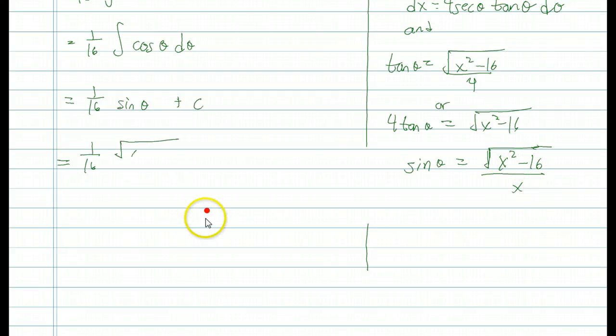So our antiderivative should be 1/16 times the square root of 16 minus x squared over x, plus any constant. And that's our answer.